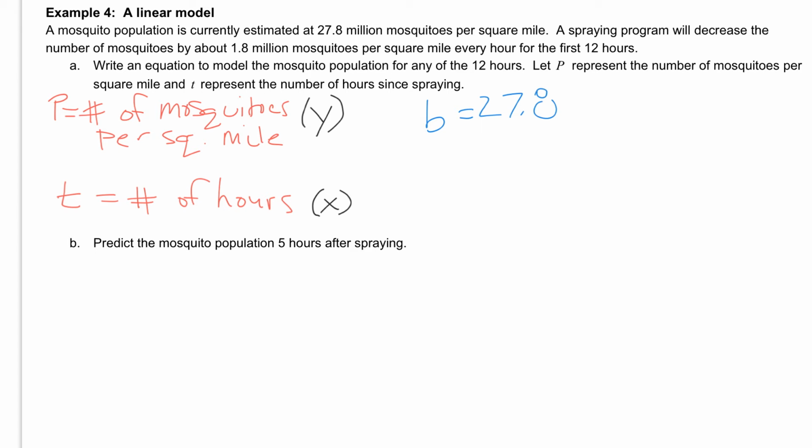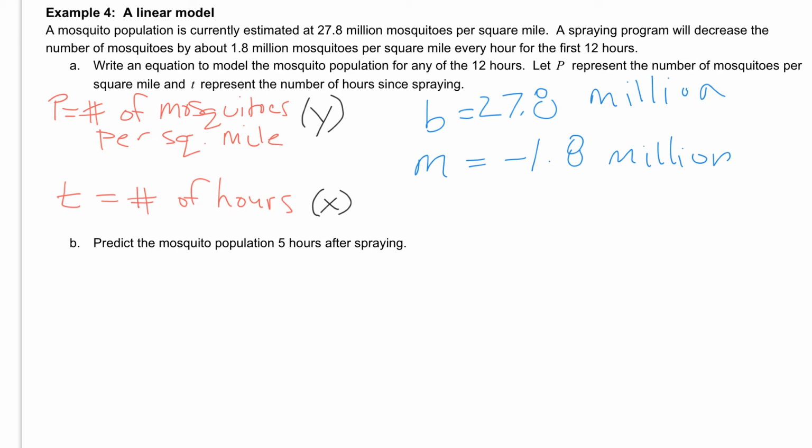27.8. And then we're looking for the slope, which is something that's happening for every hour that we have. So if we continue to read through the problem, it says it's happening about 1.8 million mosquitoes every hour. So this 1.8 is going to be our slope. But the other thing we have to recognize is that our slope, or our mosquitoes, are going down. They are decreasing. Going down means our slope is going to take on a negative. So our slope is equal to negative 1.8 million. And remember, this 27.8 also represents million.